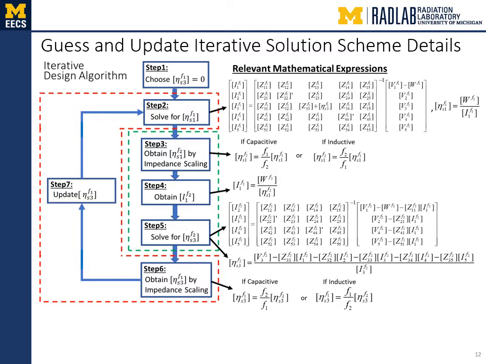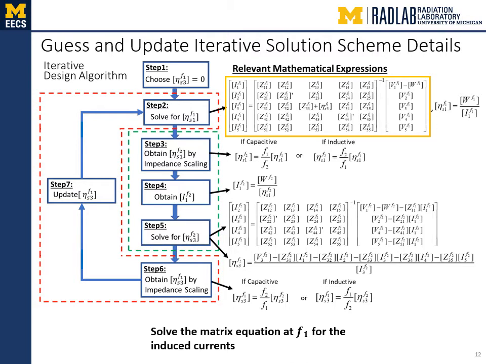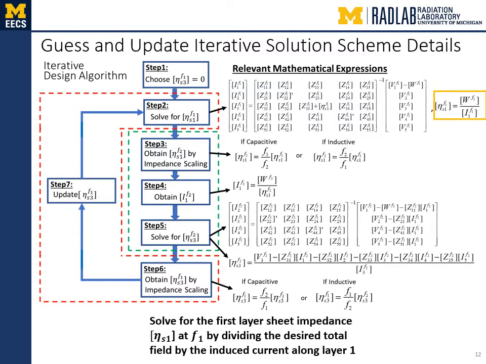As alluded to in the previous slide, in step 1 we make a guess for the sheet impedance of layer 3. The made guess linearizes the system and allows the matrix equation to be solved. By solving the matrix equation, the unknown induced currents on each layer are determined for the case of the sheet impedance along layer 3 being that of the initial guess. With knowledge about the total field on layer 1 and the induced currents on layer 1, the sheet impedance of layer 1 can be determined.